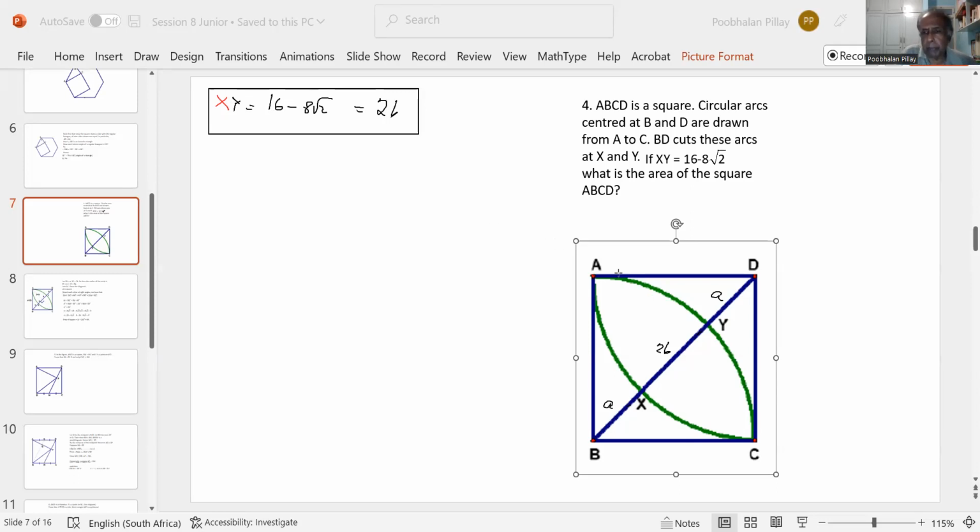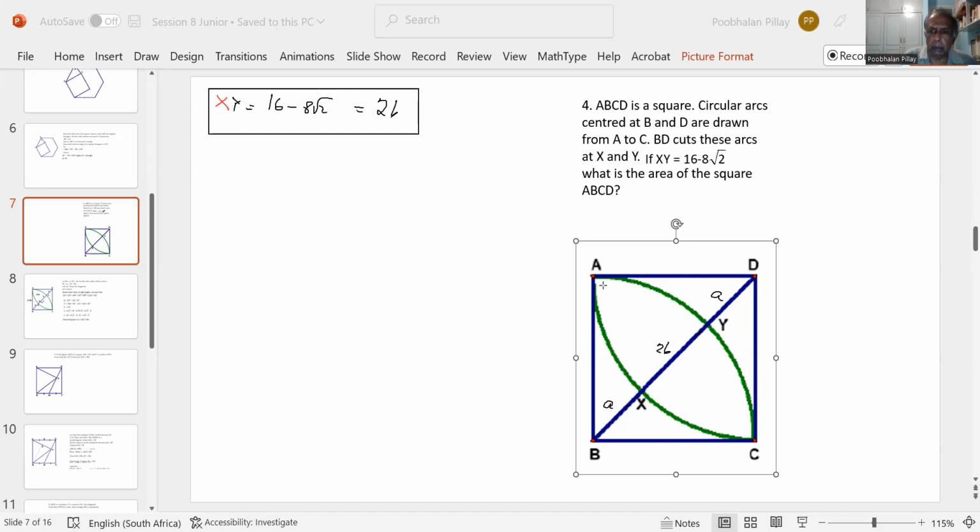Okay, now I need to calculate the side. That's not going to be too difficult, because suppose we let AD be equal to X. That is what I'm looking for. So we need to calculate A and B.